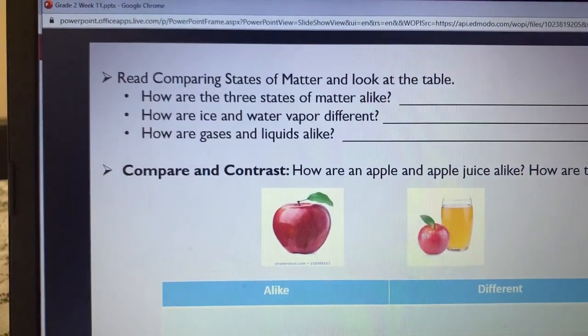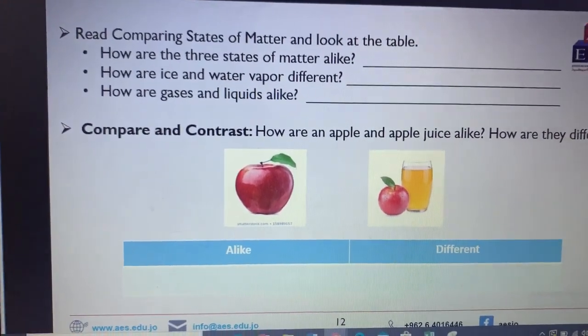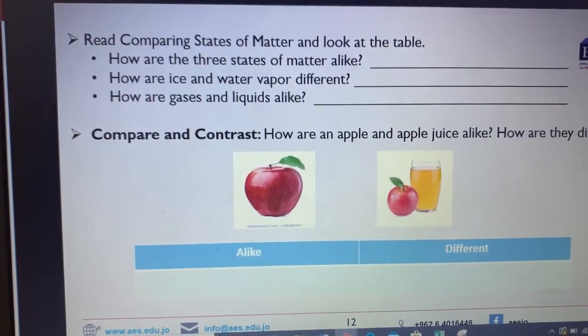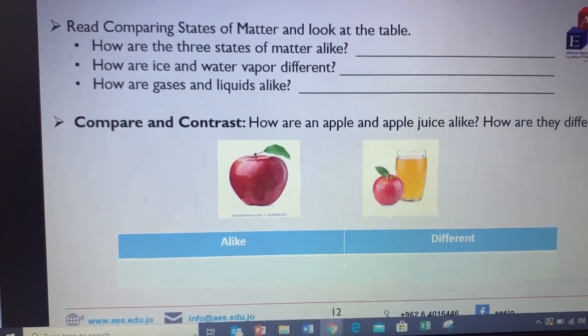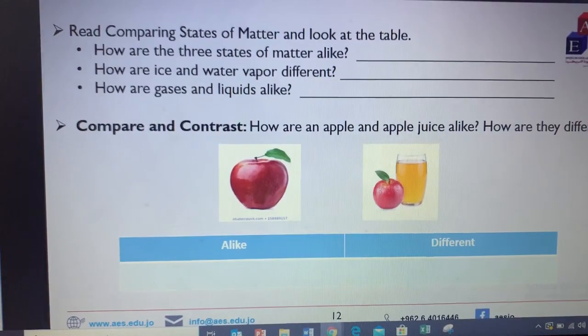Here, we said we want to compare the three states of matter and look at the table in your books. How are the three states of matter alike? How are they like each other? How are ice and water vapor different? How are gases and liquids alike?